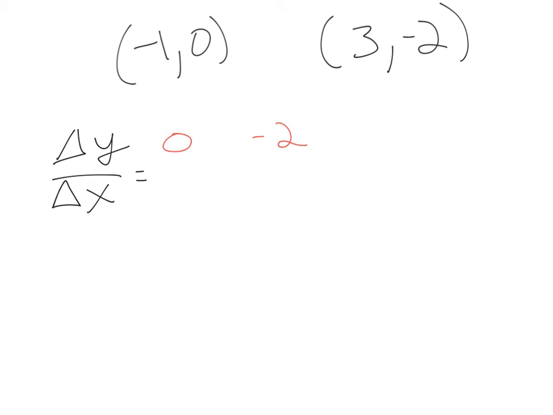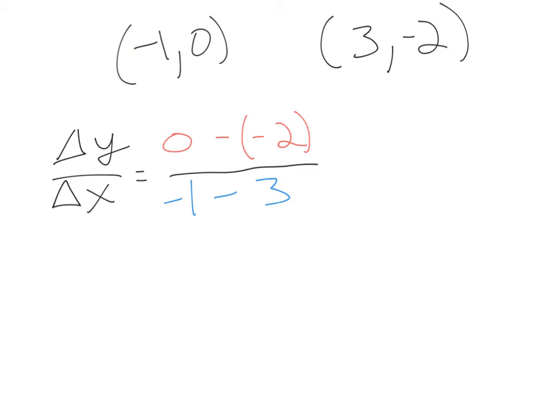And we're asking ourselves, what's the difference? How much are these changing? So we want to do subtraction. 0 minus -2. We want to do the same thing for the x values. First x value is -1. Second x value is 3. So -1 minus 3.